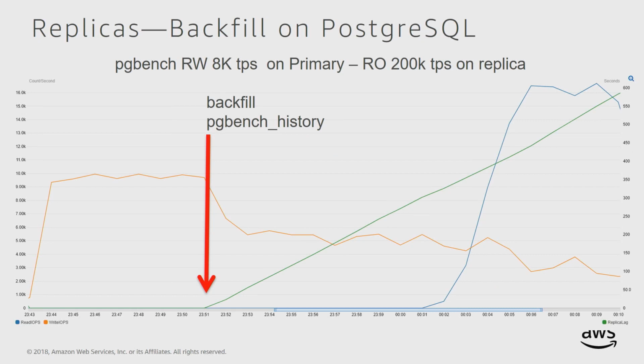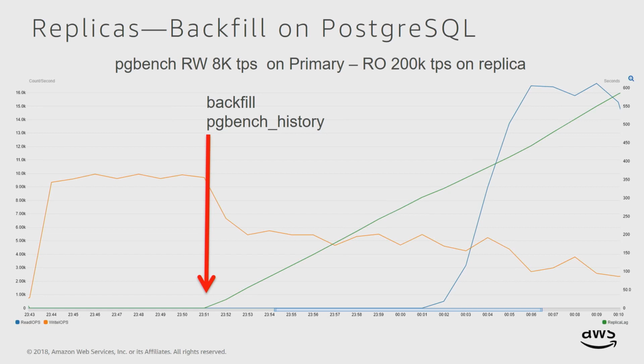So let's look at that. For the replicas, let's do a backfill on top of RDS Postgres running with a replica. Here I'm running pgbench with 8,000 TPS on our primary node, so this is a pretty good workload. And on the read-only node, I'm running 200,000 TPS on the replica. Those are single reads, so it's not quite as impressive.